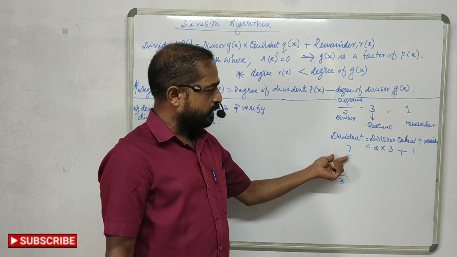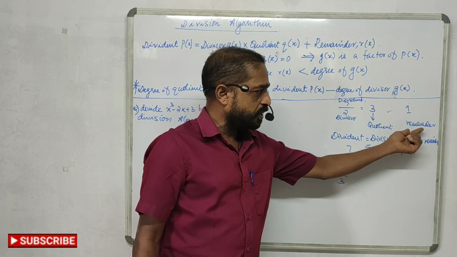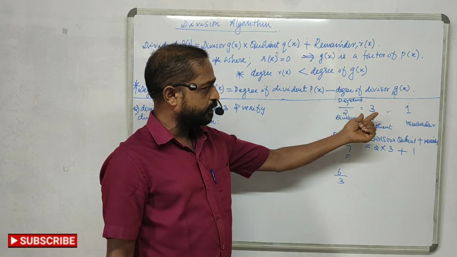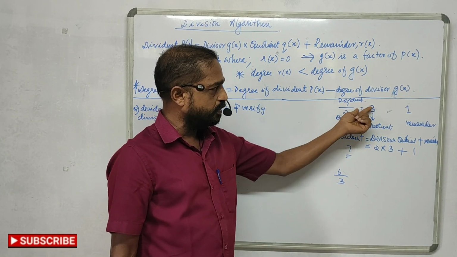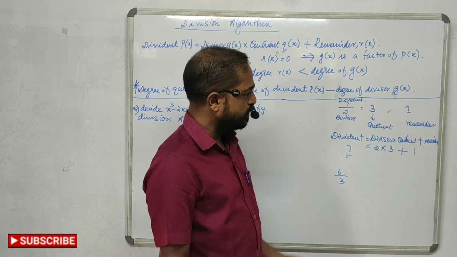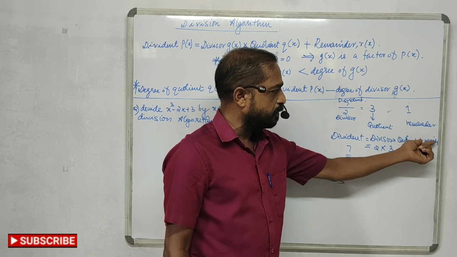The division algorithm simply says that dividend is equal to divisor into quotient plus remainder. We are dividing 7 by 2. The quotient is 3 because 3 2s are 6. 6 plus 1 is 7, so the remainder is 1. So dividend 7 will be equal to divisor into quotient plus remainder.